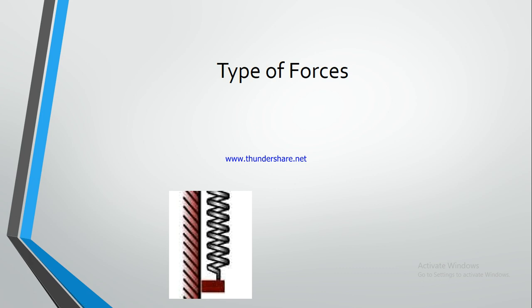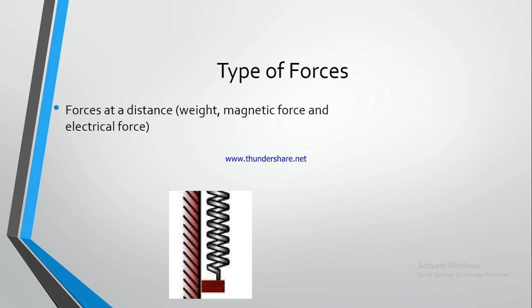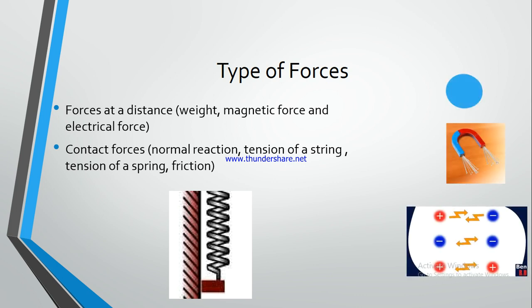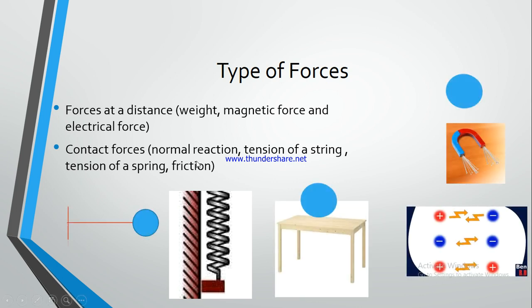So we have two types of forces. If the actor and receiver are in contact, then the force is a contact force, and if they are at a distance, then the force is a distance force. When the ball falls due to the force exerted by the gravity of the earth, then the actor, which is the earth, and the receiver, which is the ball, are at a distance. So the weight is a force at a distance.